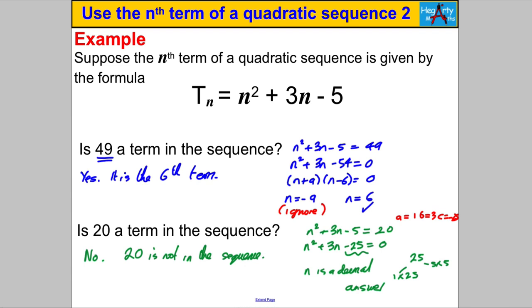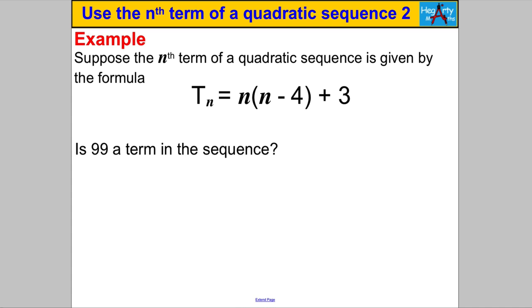Right, let's try another one. Pause the video and have a go. Okay, in this one, we've got the nth term here given by this complicated expression. We're asked, is 99 a term in the sequence? If it was, then this expression n subtract 4, add 3 would equal 99 for some positive whole number n. Let's see if we can solve this.